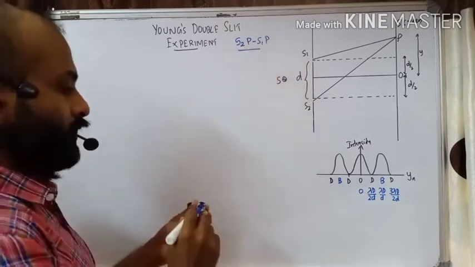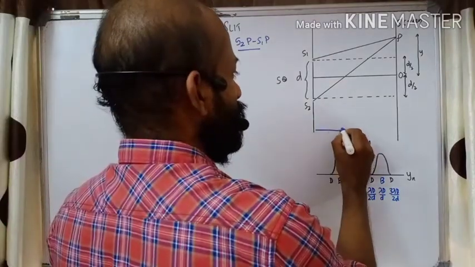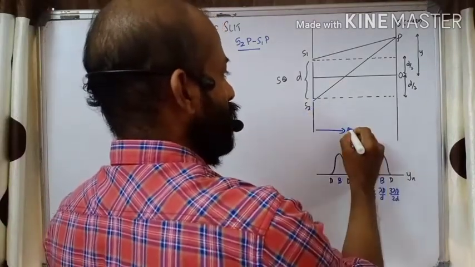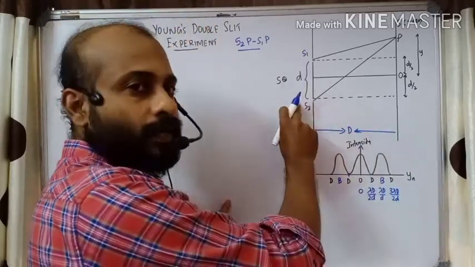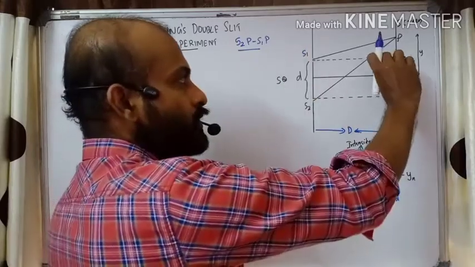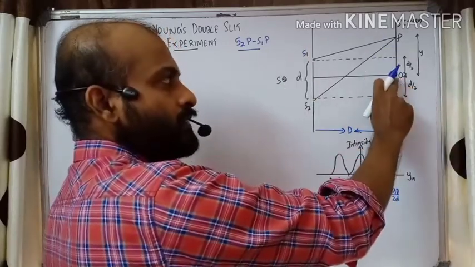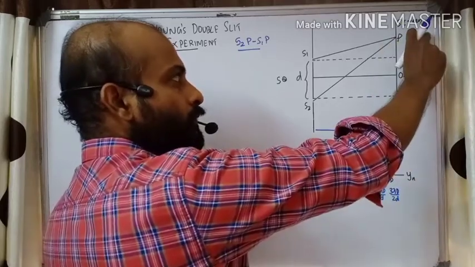So to find the path difference, we know in the diagram, the distance between the slits and the screen is capital D. Distance between the slits, between the two sources S1 and S2, is small d. So this distance is d by 2, this is d by 2. This is center. From center, the point P is at a distance of y.